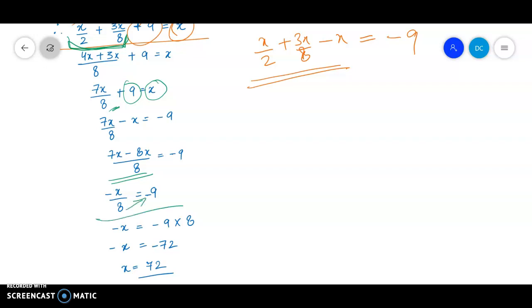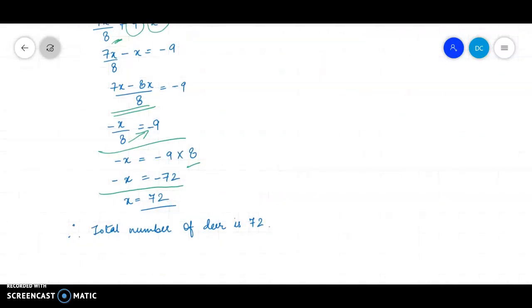Now we'll cross multiply, transpose 8 to the right hand side. So division will become multiplication, minus 9 into 8. So minus x is equal to minus 72. But the number of deer is not negative. So to make it positive, minus will become plus. So x equals plus 72, or simply say 72. So the total number of deer is 72.